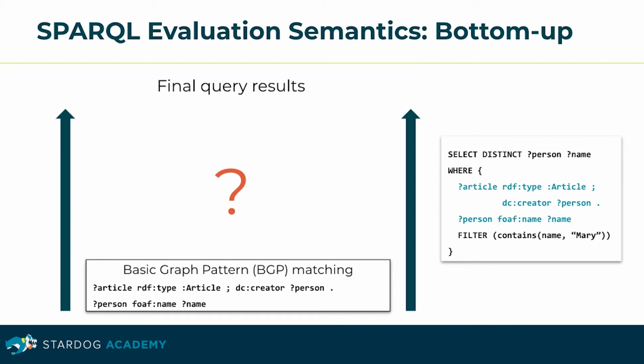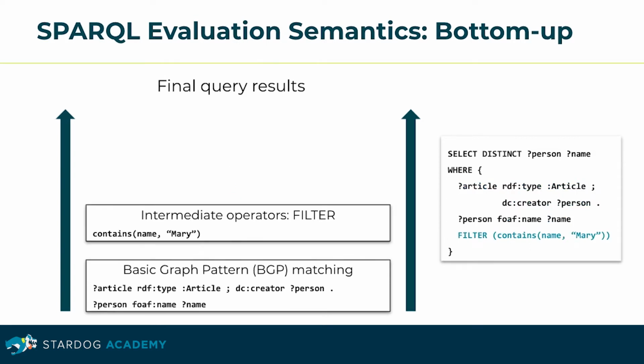Now the match results move up and eventually become the final query results. However, the specification must also define what happens in between, depending on what else other than BGPs are used in the query. And so here we look at the BGPs. Moving up, we see one SPARQL feature used in this query is the filter. Now the condition in the filter is a substring containment check.